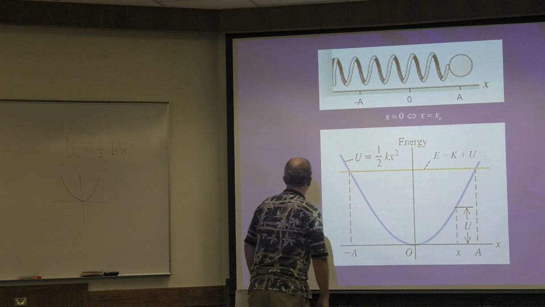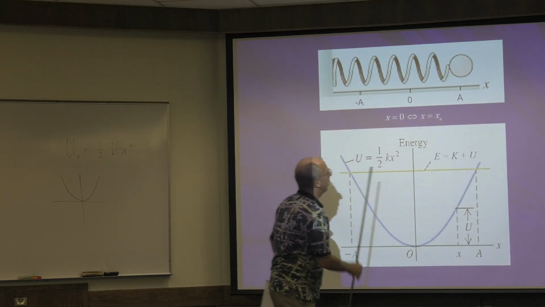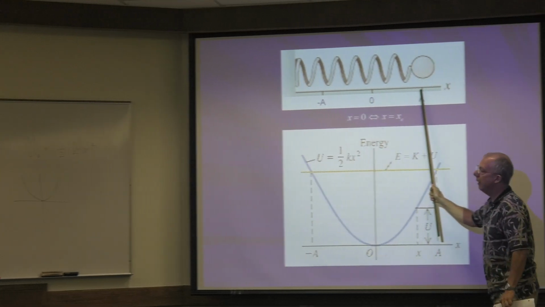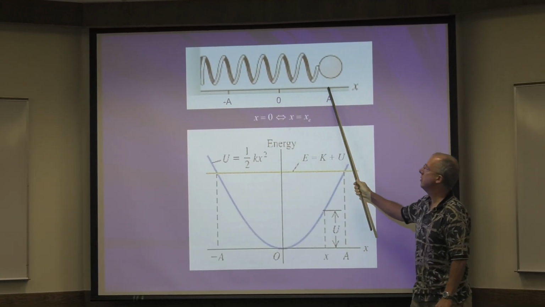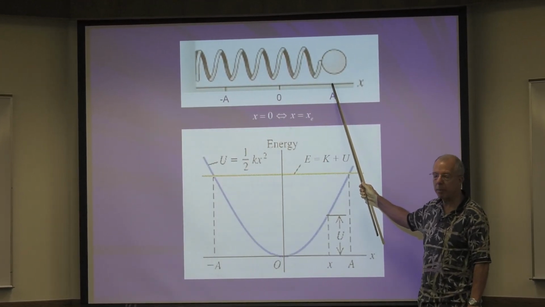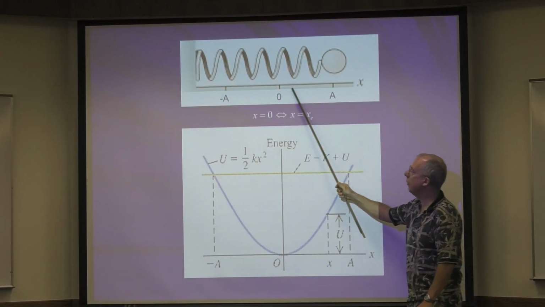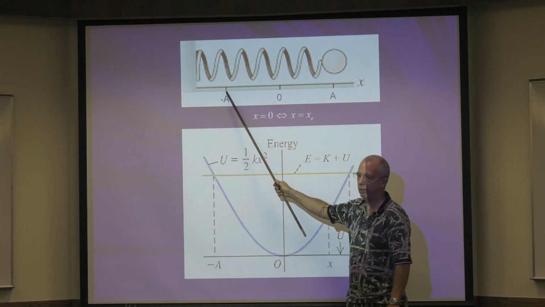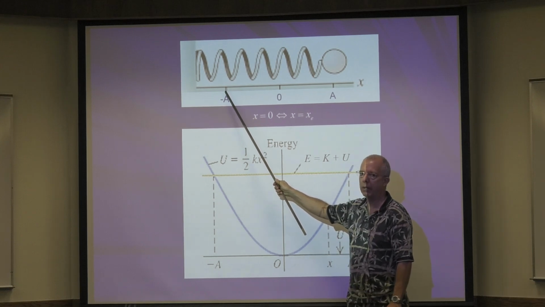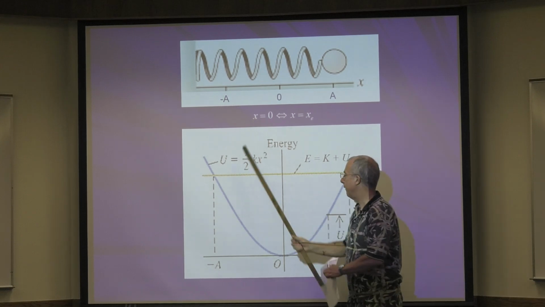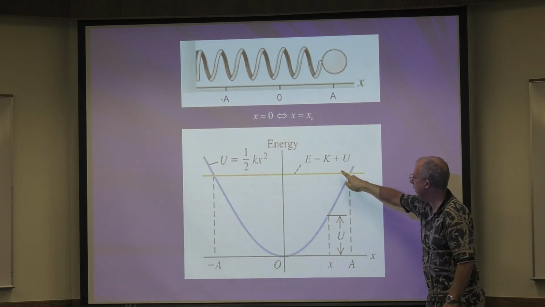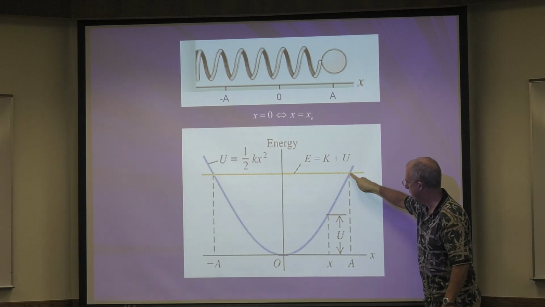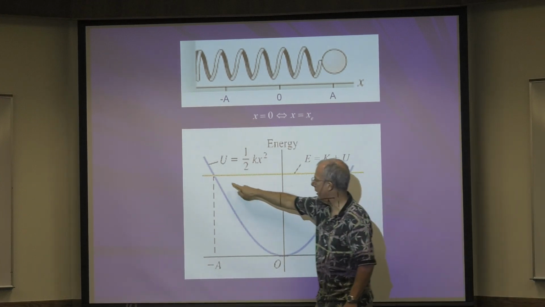And let's say we're going to pull it here, and then we're holding it. So we pull it and we just hold it there. So it has no kinetic energy, but it has maximum potential energy. The same thing would happen if we compress it to this point and hold it. No kinetic, all potential. So you see here at x equals a, the total energy, k plus u, is just potential. Just like here, it's all potential.